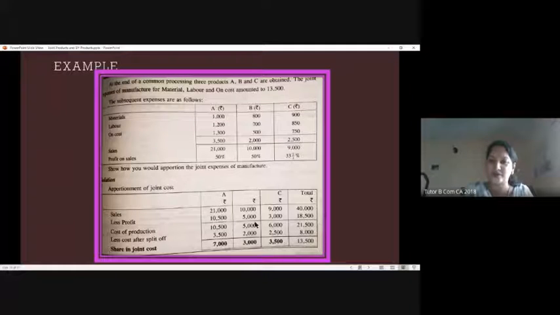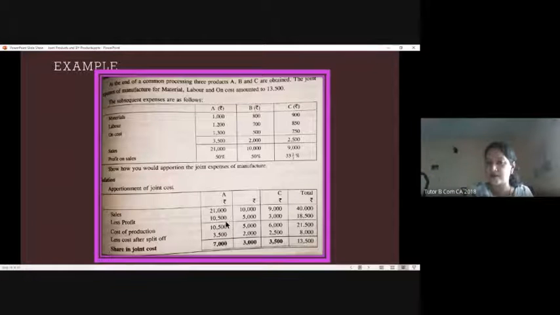So the cost of production, we have it with us. And from that, we will reduce the split-off cost, that is 3,500, 2,500, 2,000 and 2,500. It's already given in the question. So the balance would be the share in the joint cost. Automatically we got it without allocating it, because we started with the split-off point. That's how we arrive at the answer.